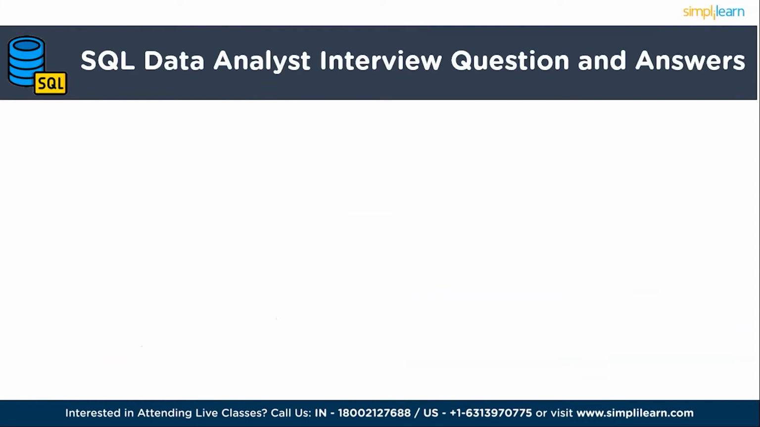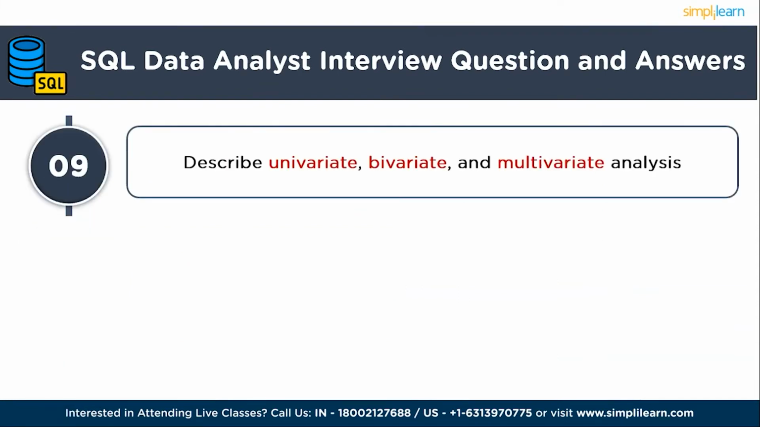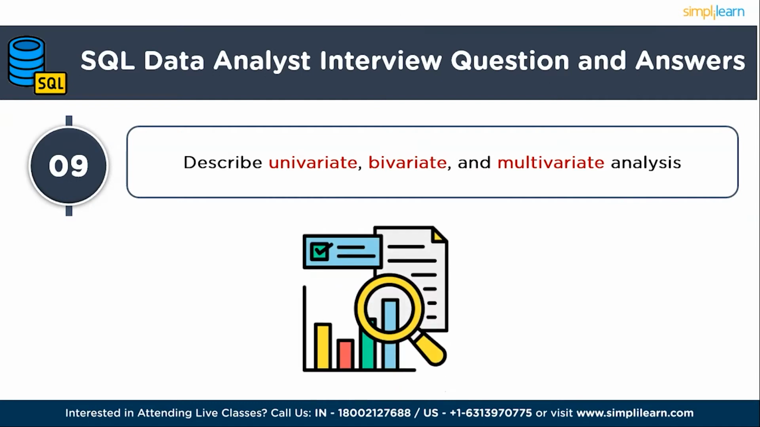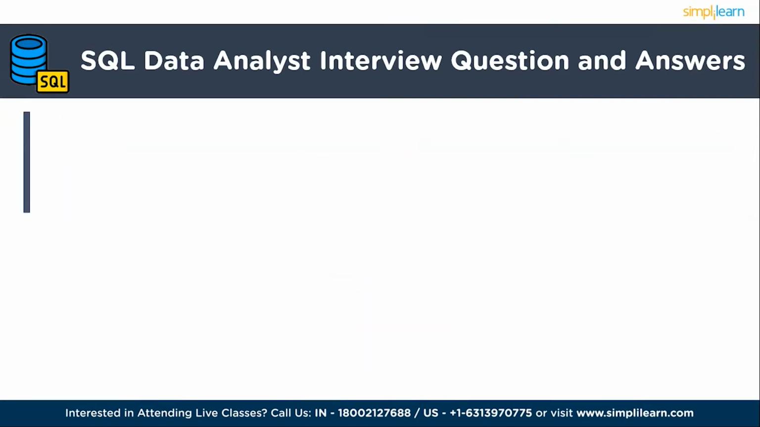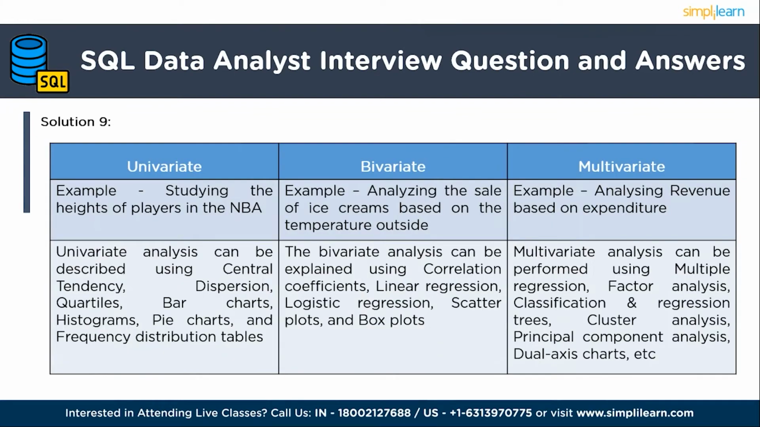Moving on to the next question, that is describe univariate, bivariate and multivariate analysis. So we'll describe all the three and we'll start with univariate. We'll start with a little definition about it. Univariate analysis is the simplest and easiest form of data analysis where the data being analyzed contains only one variable. An example, studying the heights of players in the NBA. Univariate analysis can be described using central tendency, dispersion, quartiles, bar charts, histograms, pie charts, and frequency distribution tables.